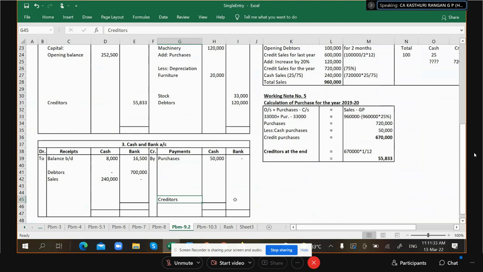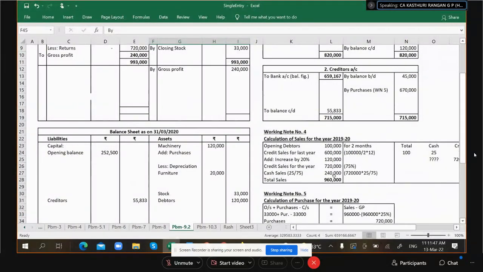By creditors. You can put it anywhere. Second line also you can put. But I have put it in a different place, that's all. So, creditors account debit to bank account. Payment made to creditors. Creditors account debit to bank account is 659,167.